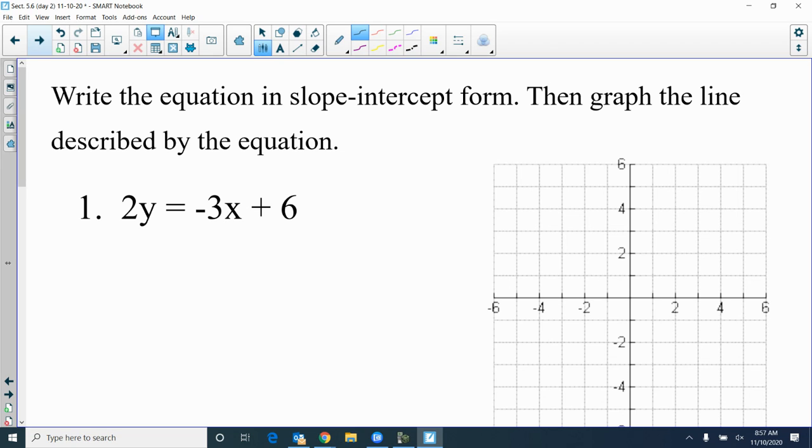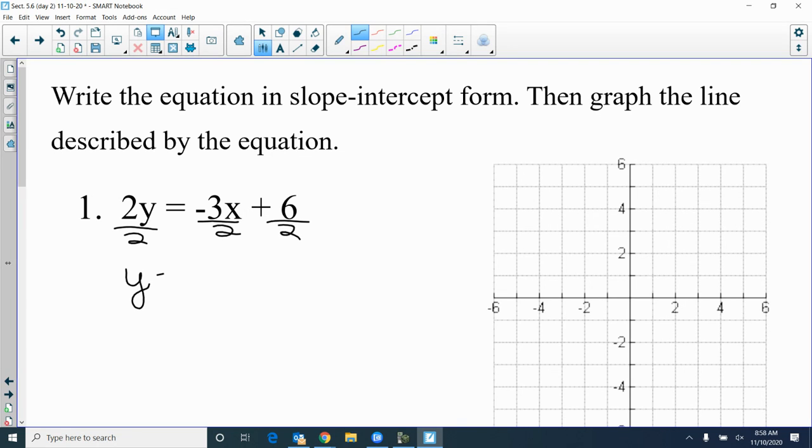Would you add 3x? No, because the 2y is really isolated on that side. The only thing I need to get rid of is the 2. Well, how do I get rid of that 2? Hannah? Do you divide by 2? I divide by 2. Okay, so if it just says 2y, I'm going to divide by 2.